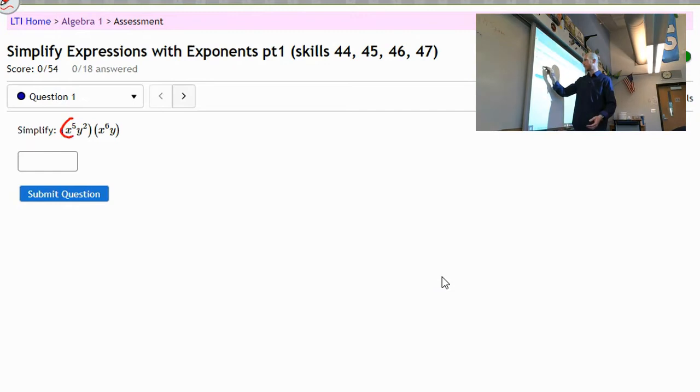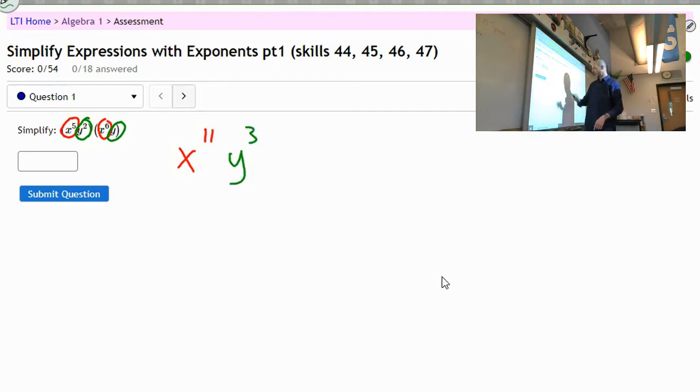x to the 5th, and over there's x to the power of 6. These are being multiplied together. When the problem is multiplied, we can add those exponents. So take the exponent of 5 and the exponent of 6, add those together to get the new exponent on the x. And then the 2 y's, these both have the same base. So I get y to the power 2 and y to the power of 1. That's an invisible 1. Add the exponents, so 2 plus 1 is 3. That's the new exponent on the y.